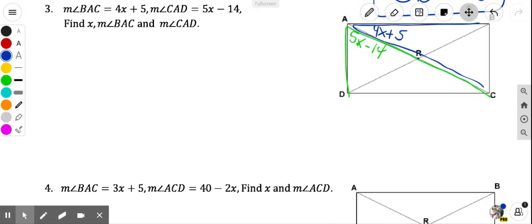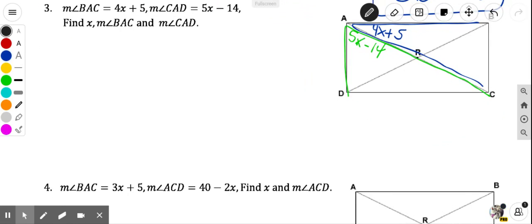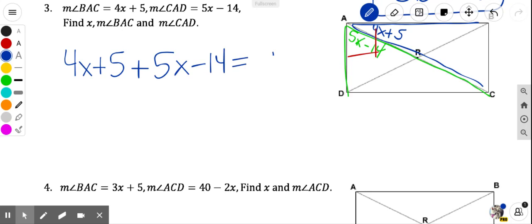So hopefully we remember that in a rectangle, the corners are 90-degree angles. So this whole corner, these 2 angles together would be 90. So therefore, for our equation, we're going to add them and set it equal to 90. So we're going to have 4x plus 5 plus 5x minus 14 equals 90.